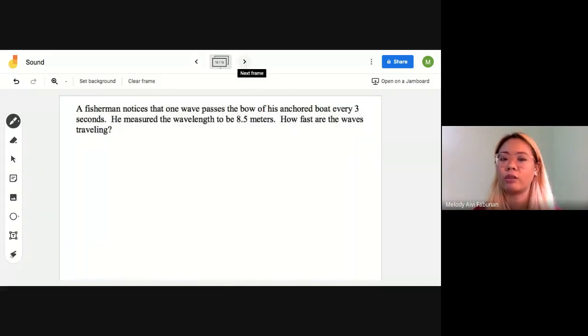This time, a fisherman notices that one wave passes the bow of his anchored boat every 3 seconds. He measured the wavelength to be 8.5 meters. How fast are the waves traveling? I'm going to give you 3 minutes to answer this problem, and your 3 minutes starts now.